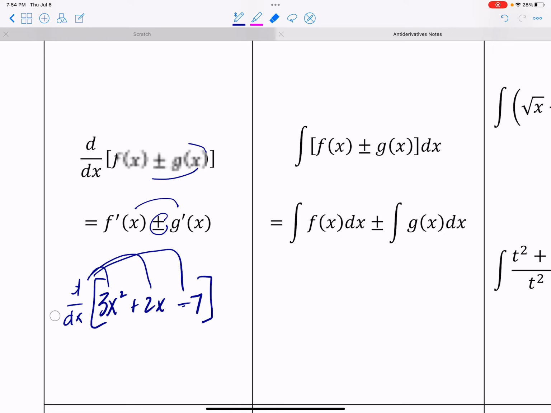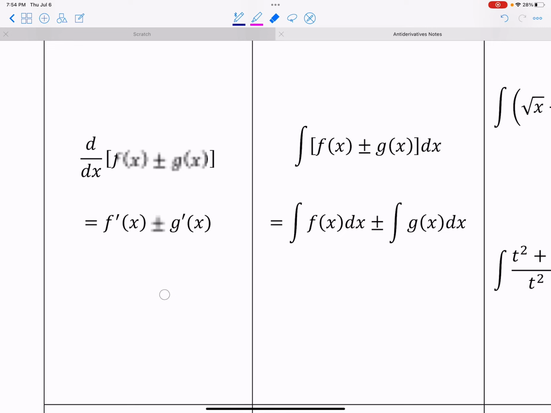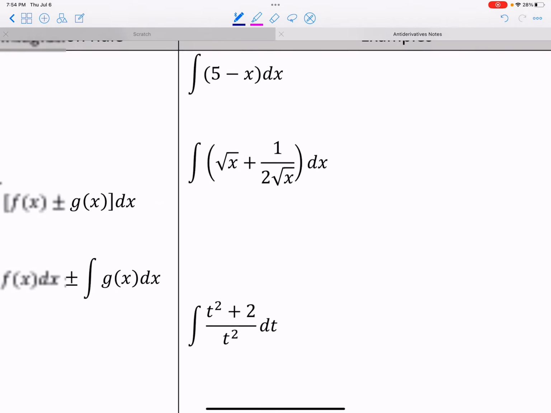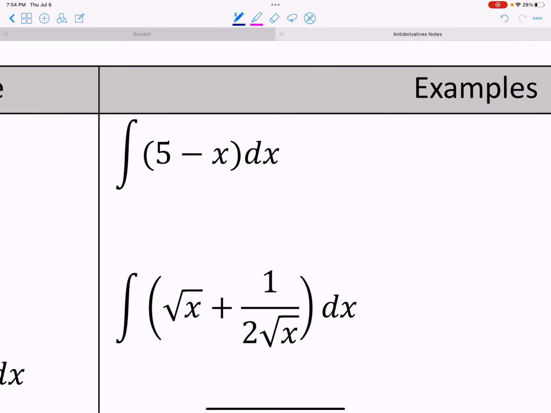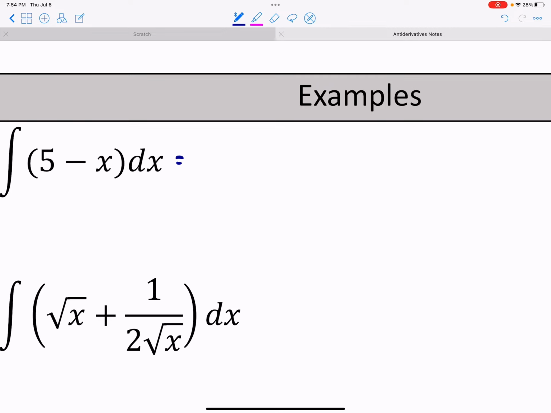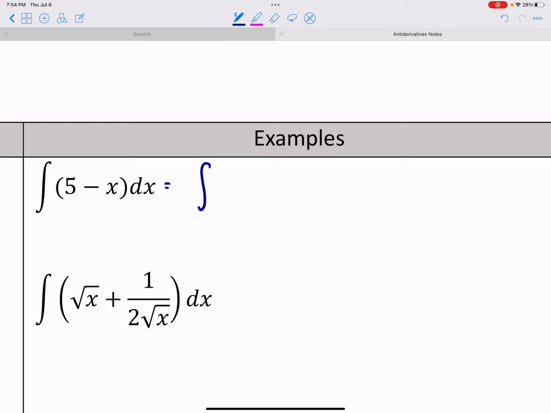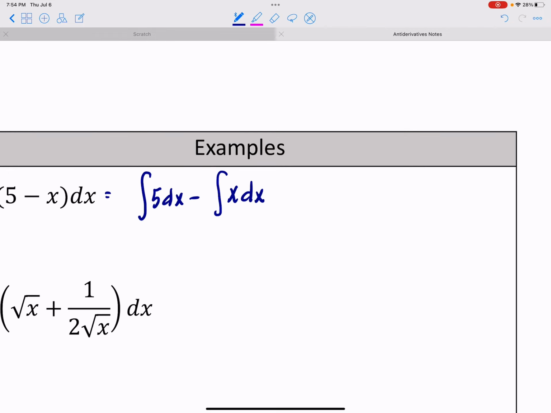Same for integration. If I'm taking an integral and I have multiple terms there, I can integrate them separately, okay? So again, the integral of a sum or difference is the sum or difference of the individual integrals. So for example here, if I was integrating 5 minus x, that would be the same as the integral of 5 minus the integral of x. And if you forgot to write the dx there, it's not going to affect your work, but if we're being precise, then we should have that there. So the next step is to, again, take our individual integrals.